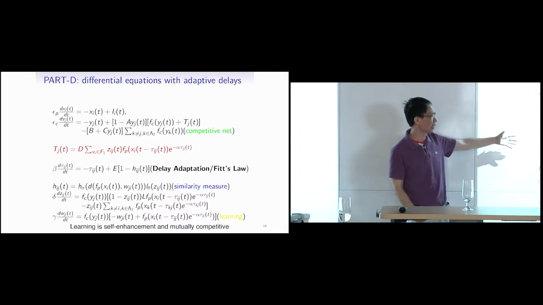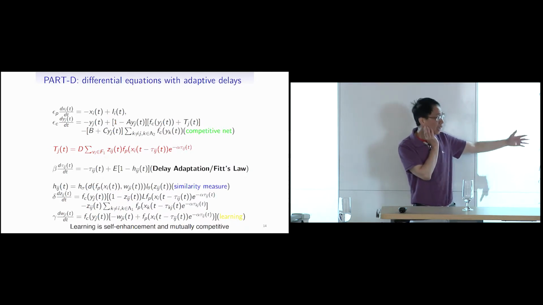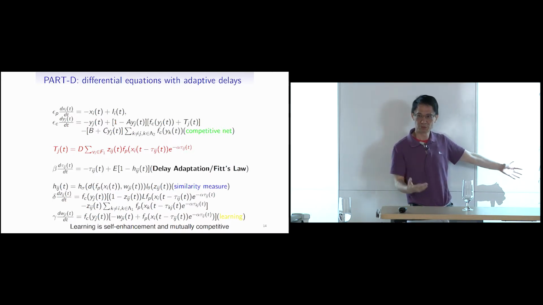And then next they tell you how you adjust the delay. Again, the delay is just by whether your input signal is similar to the statistic feature. And then you try to modify the synaptic weights, both the bottom up and top down. That's related to learning. Remember this unsupervised clustering.